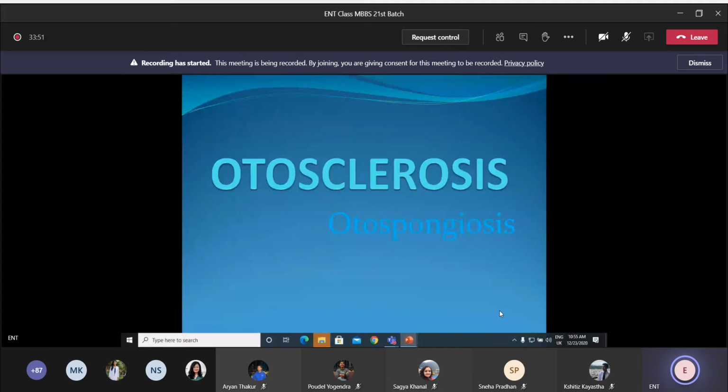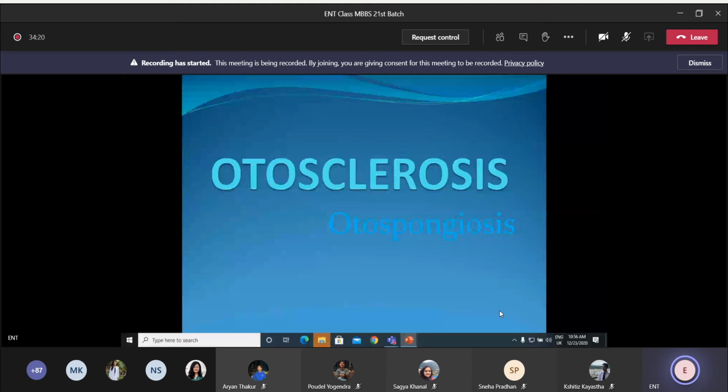So today's topic is otosclerosis, and it is also known as otospongiosis. But there's a difference between otosclerosis and otospongiosis. It can be divided into active and inactive phase. The active phase is known as otospongiosis, okay, and the inactive phase is otosclerosis.